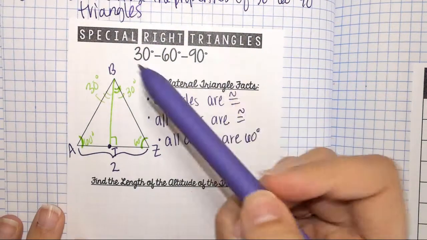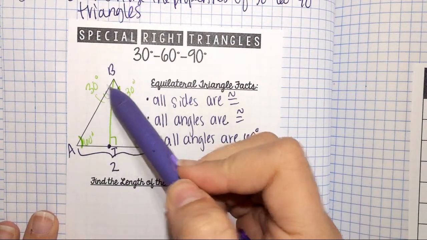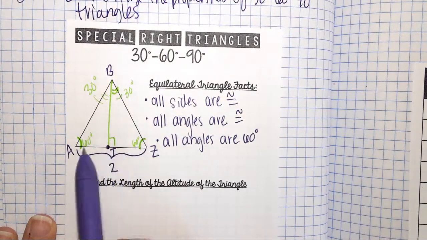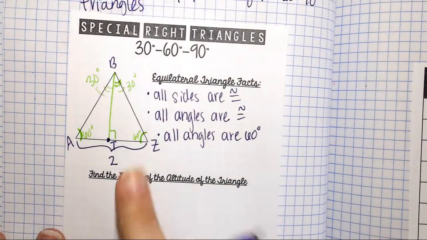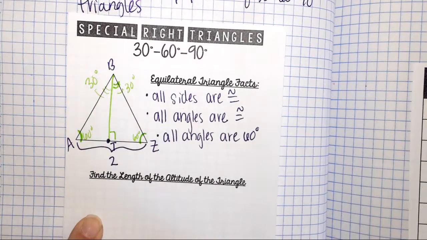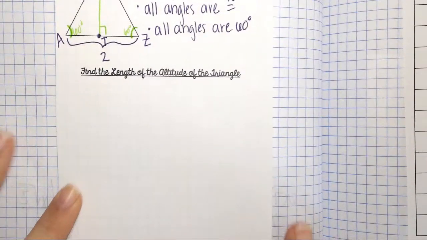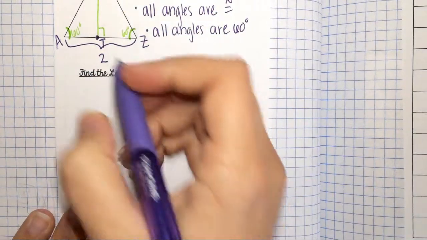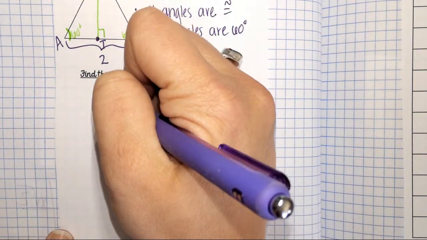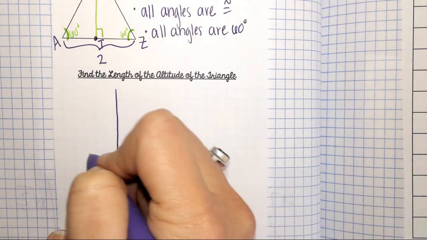Now, not only does this altitude bisect the angle, but it also bisects this side. So what I want us to do is redraw this 30, 60, 90 triangle down here. Is everybody with me? So we're going to move our paper up. You guys are going to use a ruler so that your lines are straight, or a protractor.